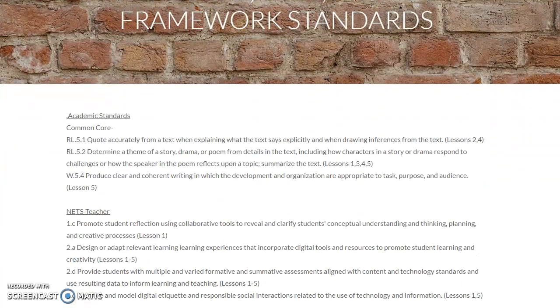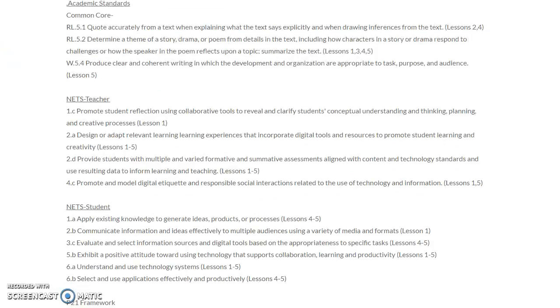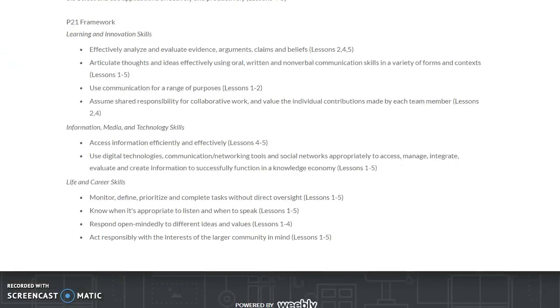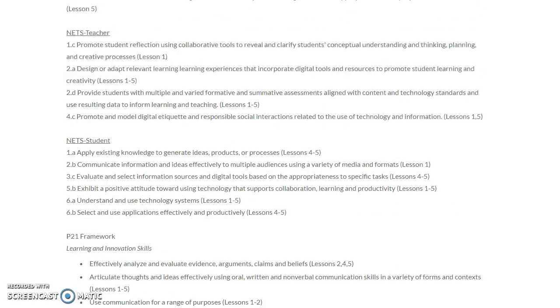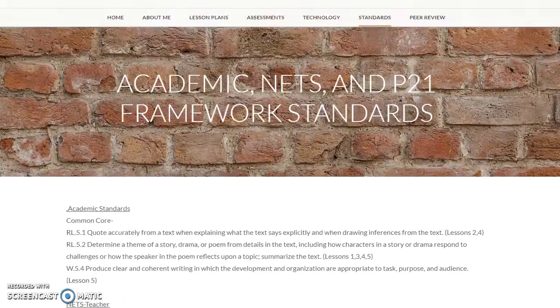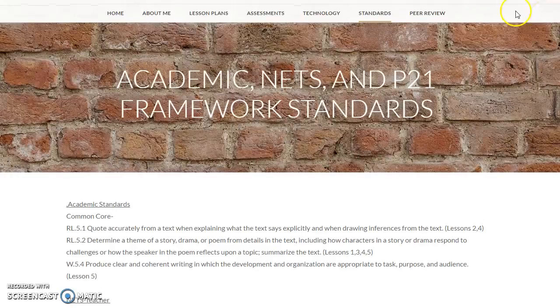When you don't see the standards in the lesson plans, they do direct you to this page. Each standard that was used is then located on the standards page along with which lesson uses each standard. So if you just scroll down, you'll see the different standards that were used for each lesson.